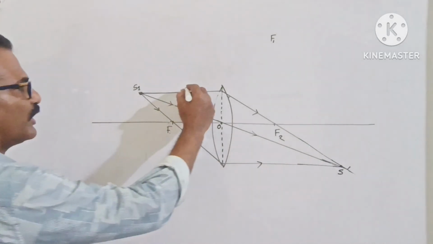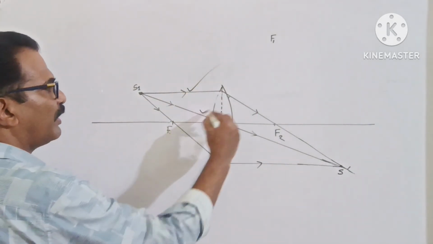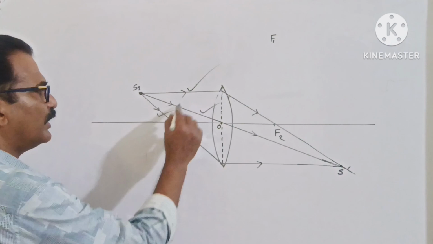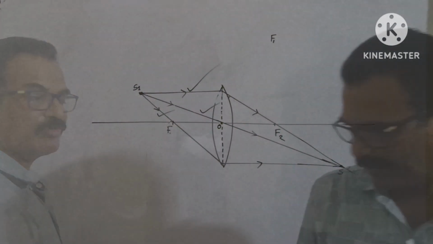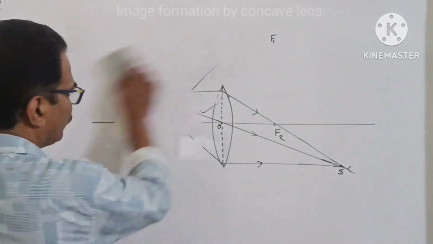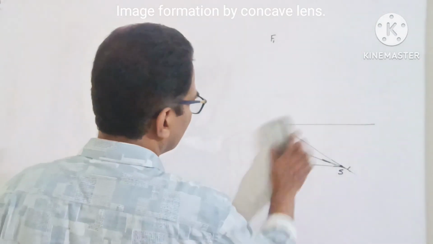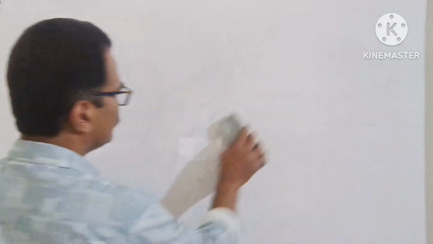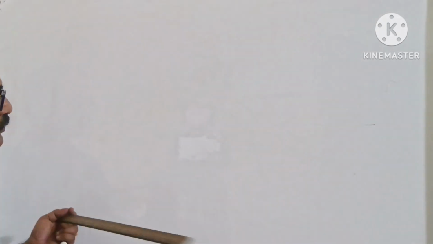So these are the three rays: a ray parallel to the principal axis, a ray passing through the optical center, and a ray directed towards the focus. These are the rays which we consider. Okay. In the case of a concave lens, what are the rays you consider? Concave lens. Same, those three rays.